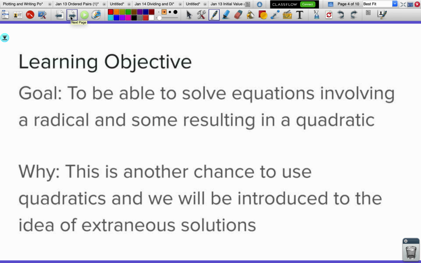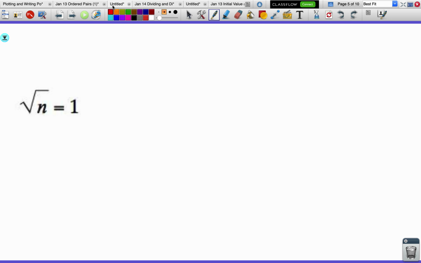Okay, goal for today is to be able to solve equations involving a radical and some resulting in a quadratic. This is going to be another chance to use quadratics, and we'll introduce the idea of extraneous solutions. So if I've just got a square root equals a number, I'm allowed to square both sides. And I'll get n equals 1 here.